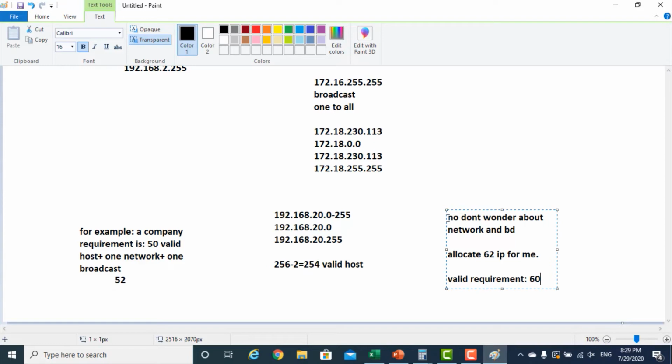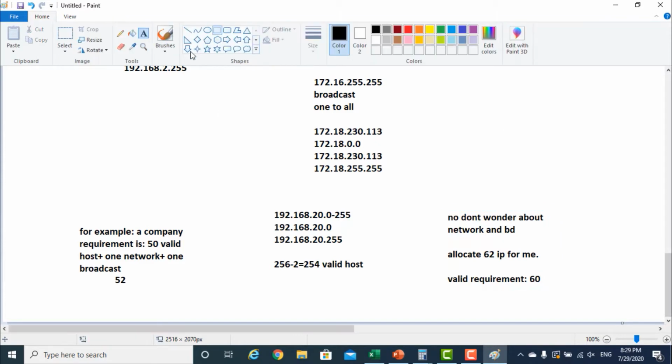But if someone is not calculating, you just need to focus on the documentation, the question which you're reading. If the question says that you need only 50 valid hosts, you should also consider the network and broadcast. Mostly, guys, you will face questions like this. You will not face questions like don't worry about the network and broadcast. The company will say that I have 50 clients or I have 50 employees, and all of them need an IP address for communication. So you should also add 2 extra on that. Okay, now you got to know.